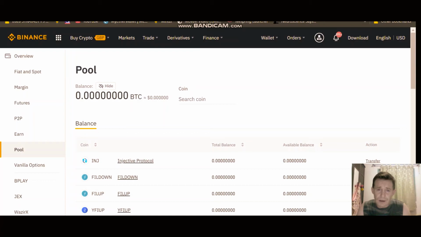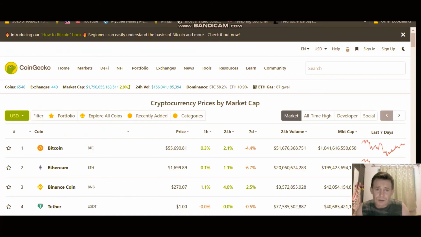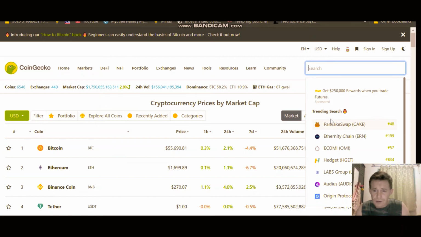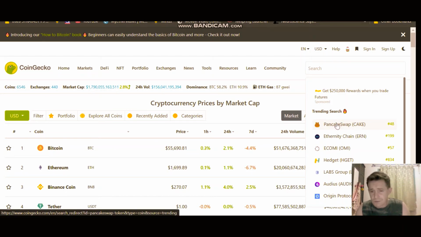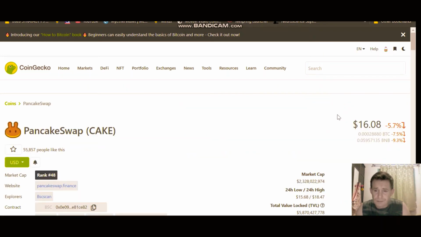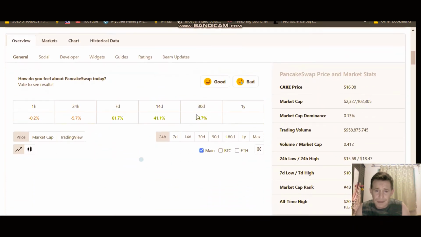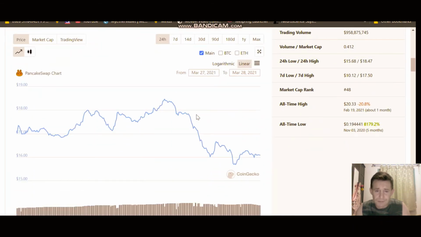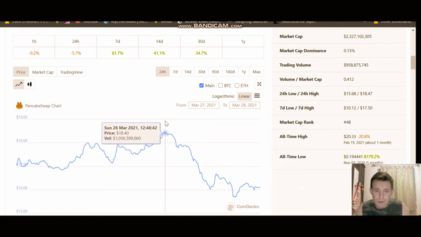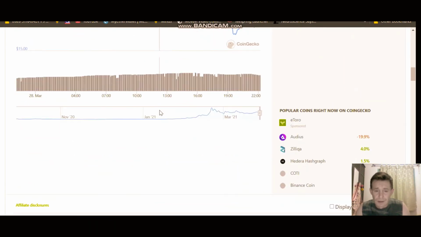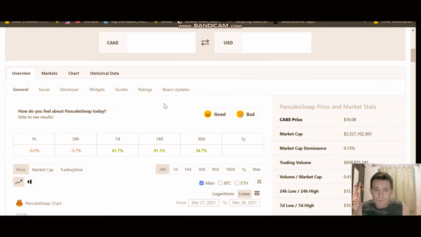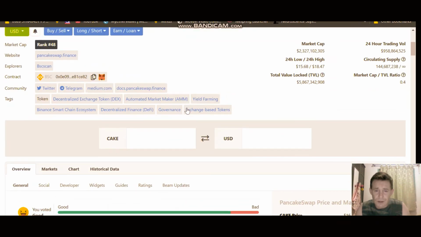Now another app that I use is CoinGecko, very handy for finding out the price of coins. Let's find out the price of Pancake, CAKE being the actual coin. At $16, it's down 5.7, but that's alright because it's still up. But Bitcoin, if you look at that, it's not. But DeFi in my eyes has not really started.